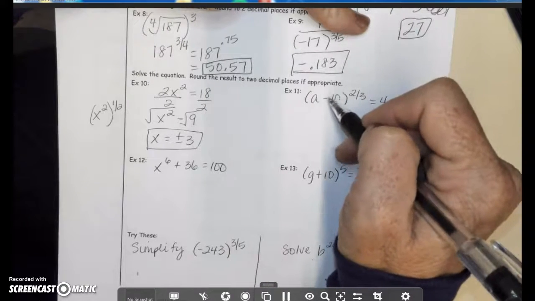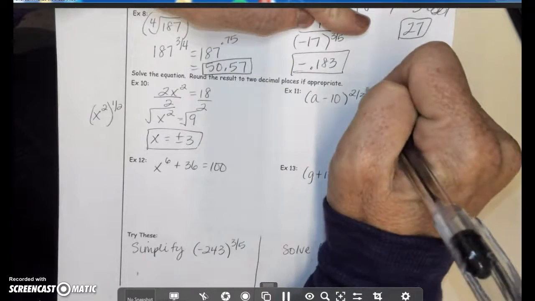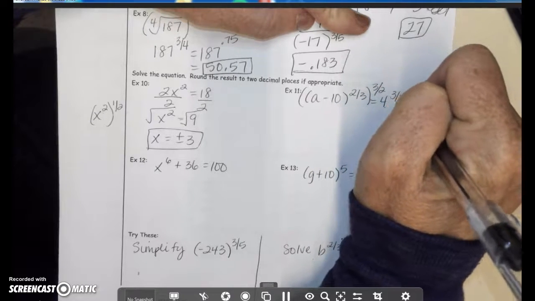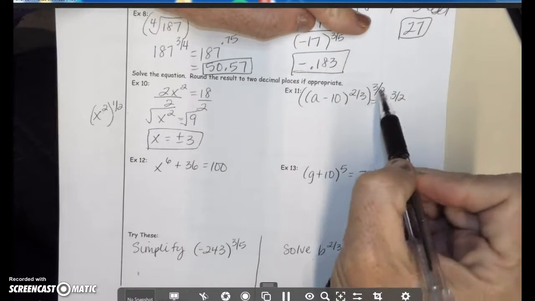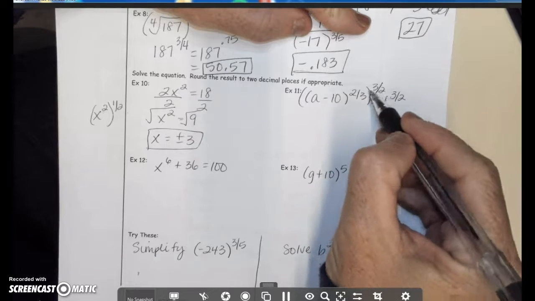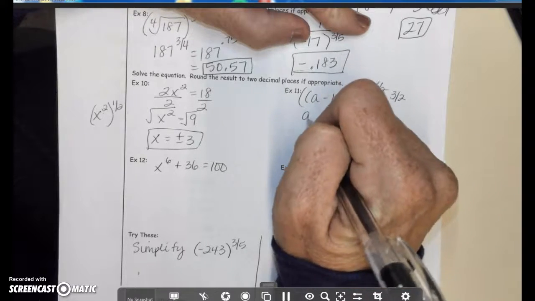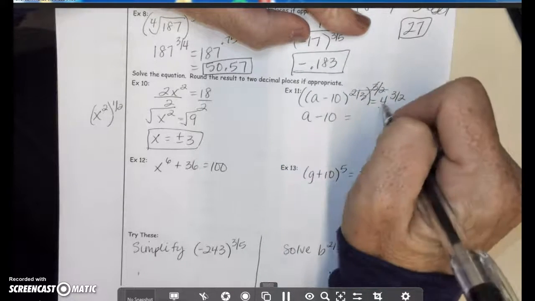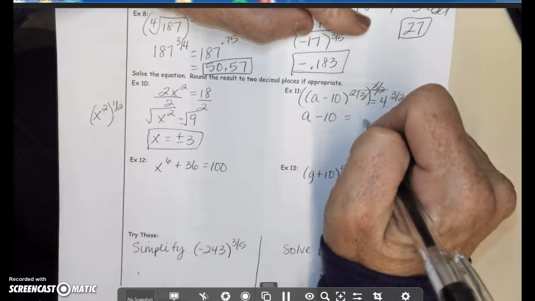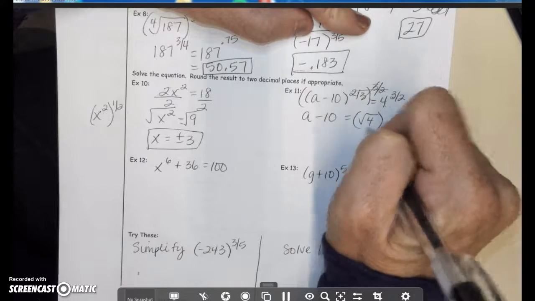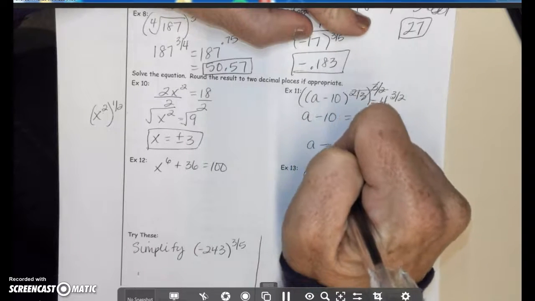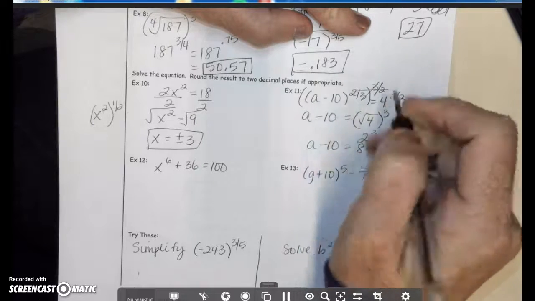That's an important thing here. If I want this a minus 10 to just be a minus 10, the easiest thing to do is raise that to the 3/2. And if I raise this to the 3/2, the fractional exponents actually make these problems easier. So 2/3 times 3/2, they cancel each other out, and I just get a minus 10. Here, I can do one of two things. I can cube it and then take the square root. To me, it's easier to take the square root of 4 and then cube it. The square root of 4 is 2 cubed, so I get 8.